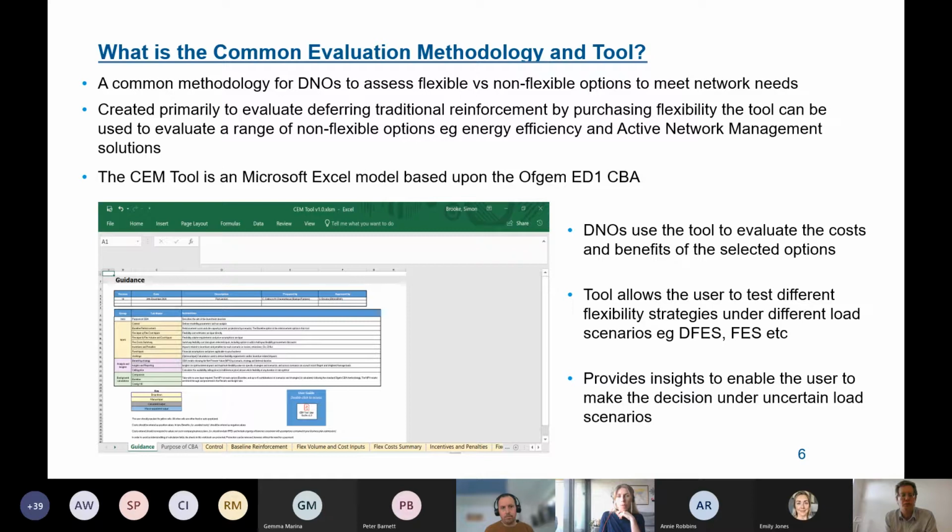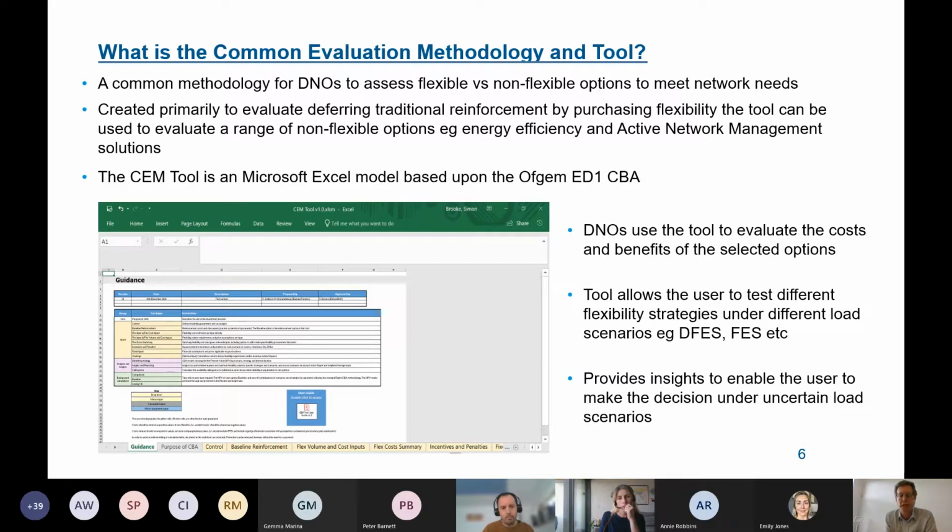I need to just say that the tool itself is based on an Excel model of Ofgem's ED1 cost benefit analysis tool that they issued as part of ED1. So when you open it and have a look at it, if you're familiar with the Ofgem CBA template, you'll see that it looks and feels fairly similar because we set it out in a fairly similar format.